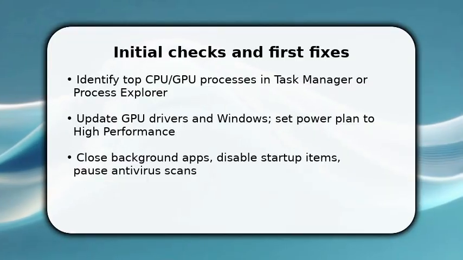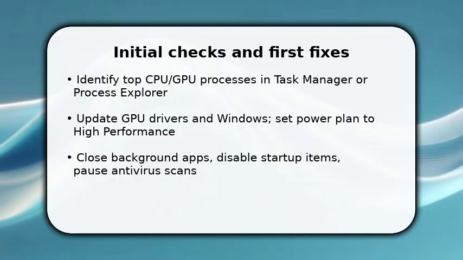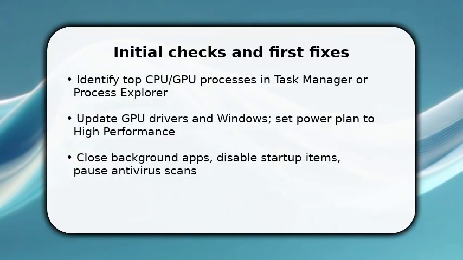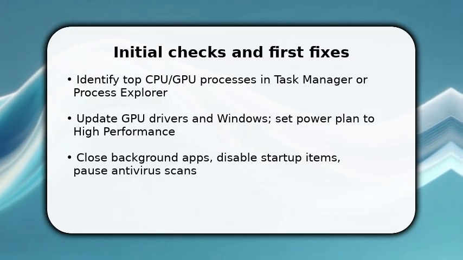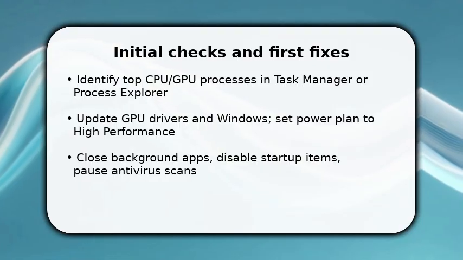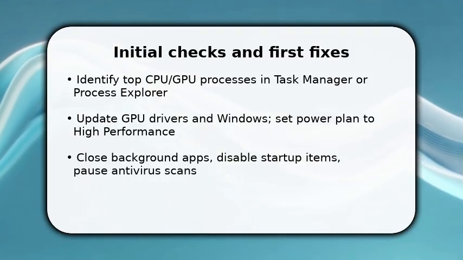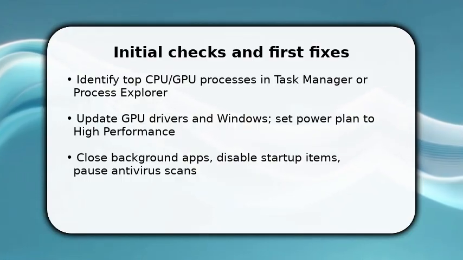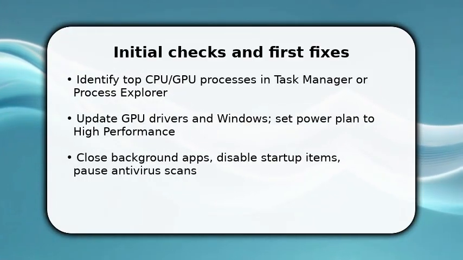You start by pinpointing the source. Open Task Manager or Process Explorer and sort by CPU and GPU usage to see the culprits. Once identified, update your GPU drivers and Windows to remove software bottlenecks and switch the system power plan to high performance to avoid throttling. Next, close unnecessary background apps and disable non-essential startup programs.